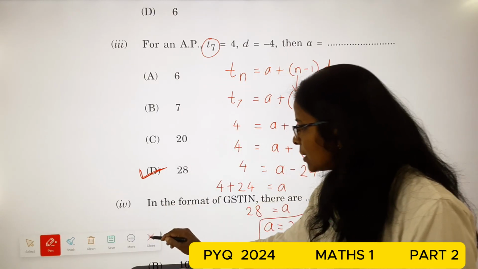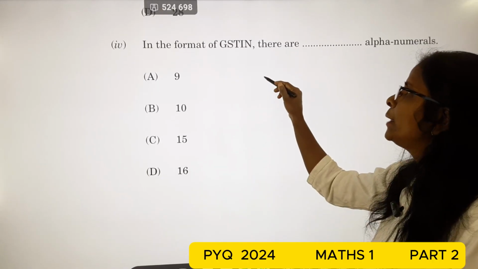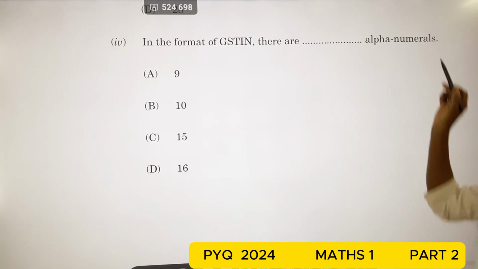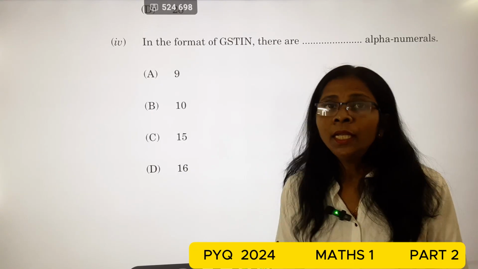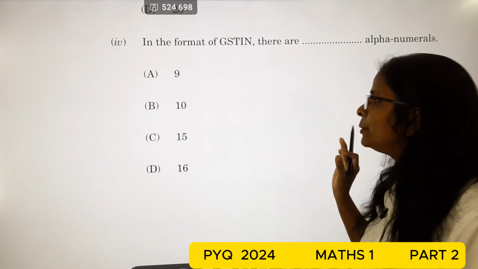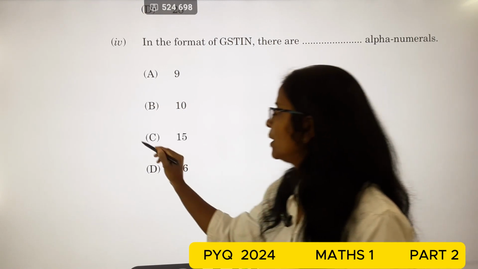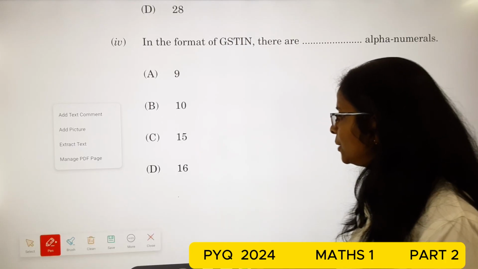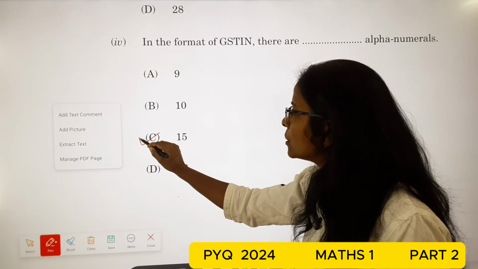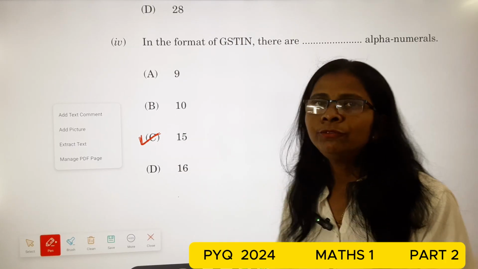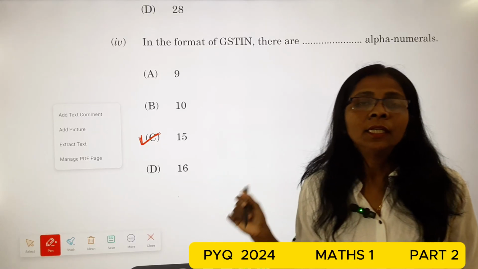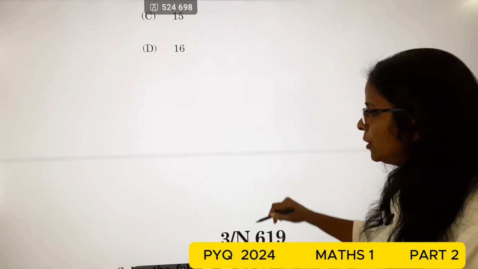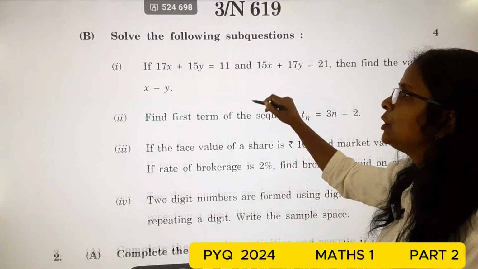Okay, next example students, in the format of GST in, there are dash dash alphanumerals. Yes, in GST in that format there are 15 alphanumerals. There are some alphabets and there are numerals. So now that have the 15. So here the correct answer is C, 15. Now the next one, student, that next one will be the question 1B.